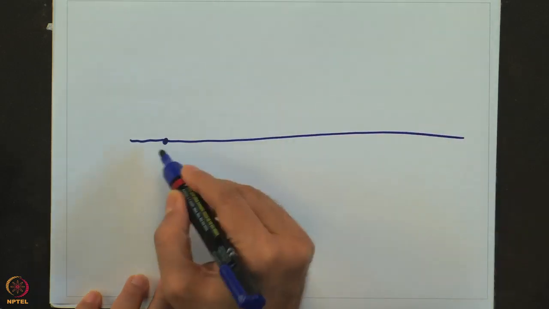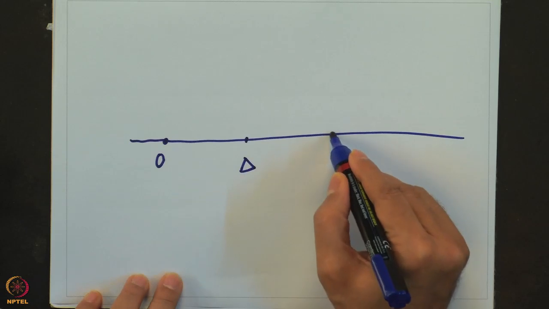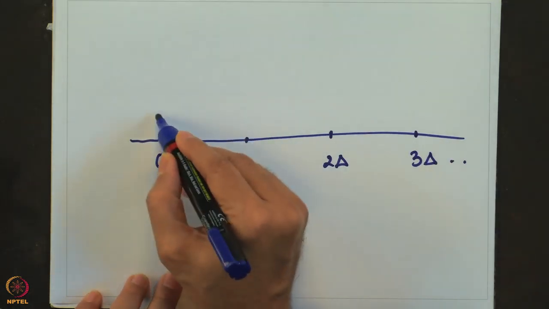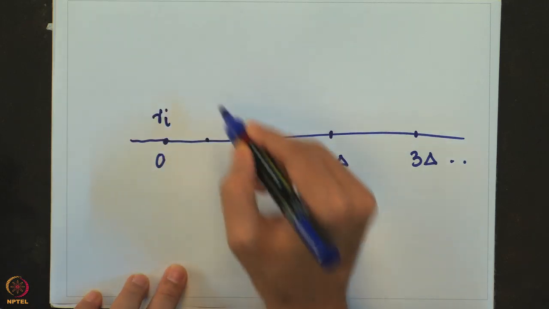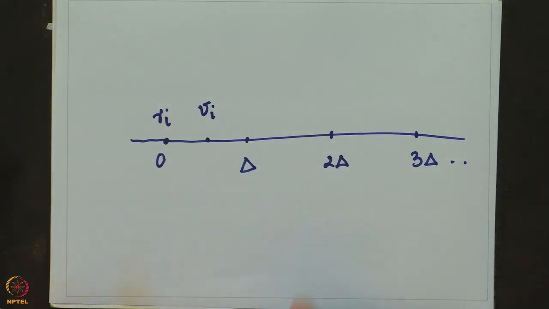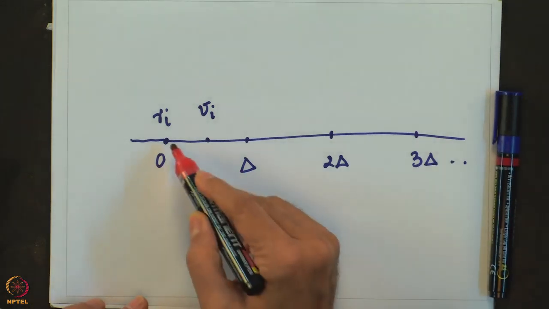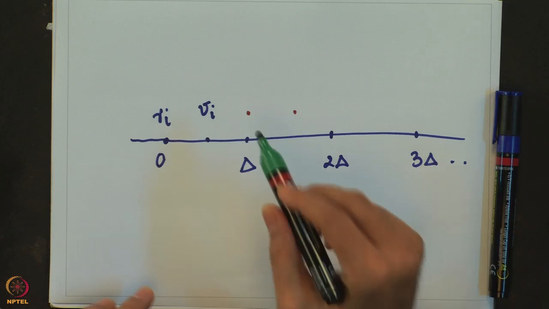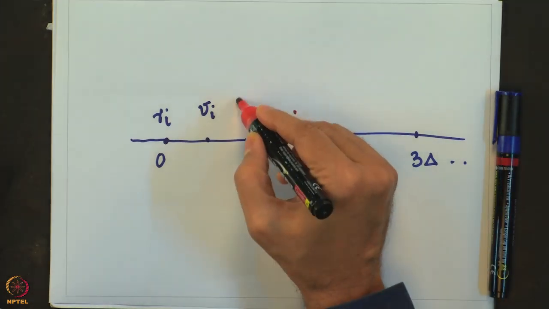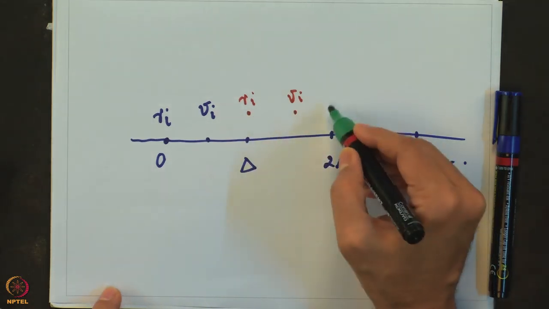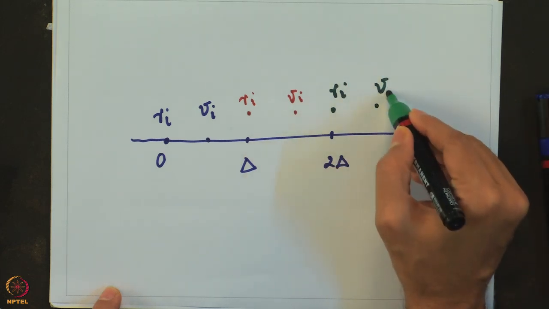So I am going to draw a timeline over here. This is 0, then this is delta, then this is 2 delta, then this is 3 delta, and so on. At this point we know r sub I, and at this middle point we know v sub I. Knowing these two things, we can calculate this and this. We can calculate r sub I for this point and v sub I for this point. Now I can apply the same argument, the same calculation, to these two terms. So I will be able to calculate the r sub I over here and the v sub I over here, and I can keep going.